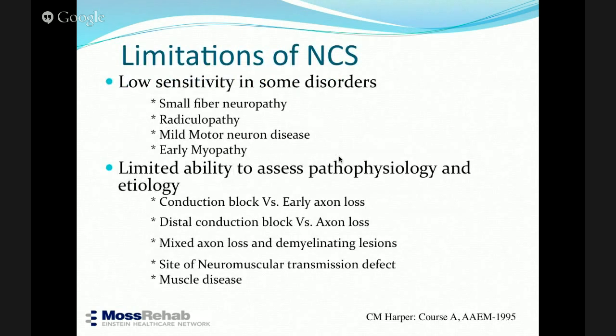So what are the limitations? Nerve conduction studies cannot pick up small fiber pathology. In fact, EMG studies in themselves will not be able to pick up pathologies of small fibers. We are biased towards large axons only. Now, nerve conduction studies cannot tell you whether it's a radiculopathy or not. You have to go to EMG to look at that. Same thing with motor neuron disease or early myopathies and stuff like that.